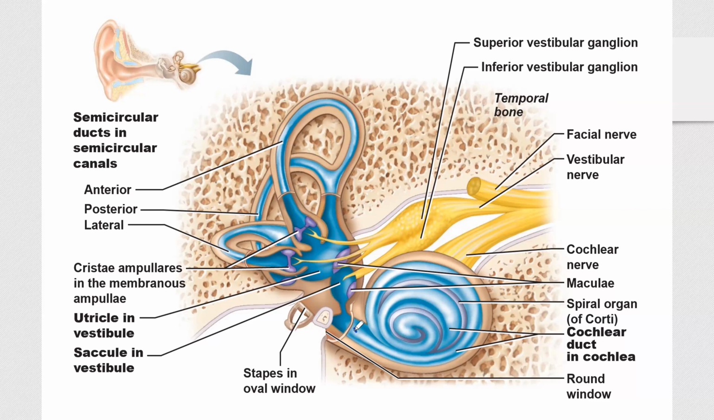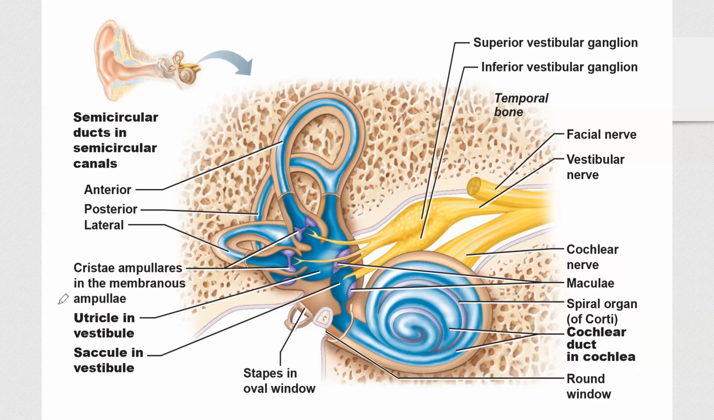Inside the cochlea, you have the cochlear duct. So that blue structure is the cochlear duct. In semicircular canals, we have semicircular ducts. So that's easy, right? Semicircular ducts in the semicircular canals. And in the vestibule, so here's my vestibule, you have the utricle, so that's called utricle, and the saccule. So here, utricle in the vestibule and saccule in the vestibule.